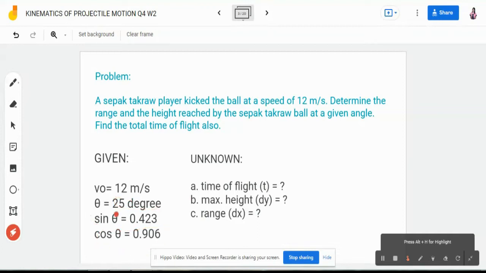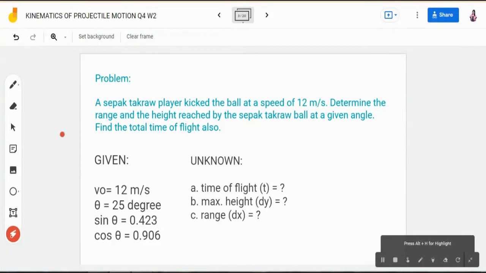So, take note na yung sine value ay nakadepende siya doon sa given angle. So, itong 0.423, dito lang siya sa 25 degrees. Naiiba itong sine value and cosine value kapag iba rin yung given nating angle of release. Alright, so paano nga ba natin kinukuha yung sine value and cosine value ng 25 degrees?